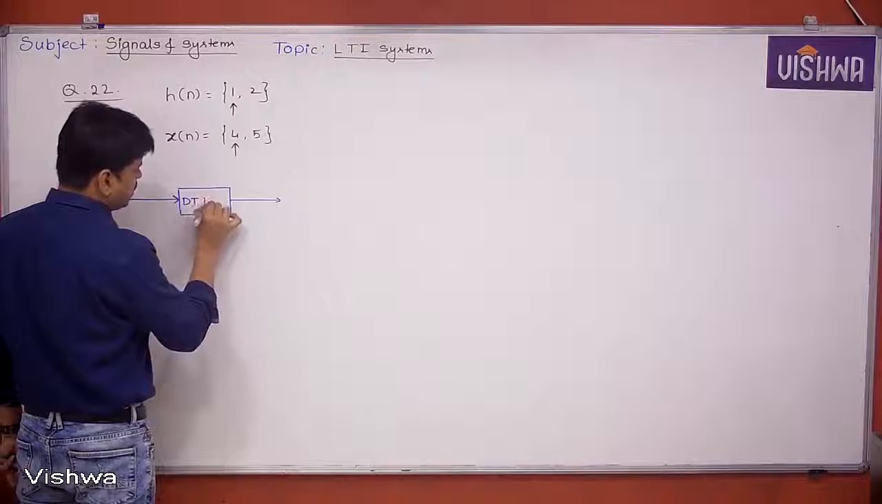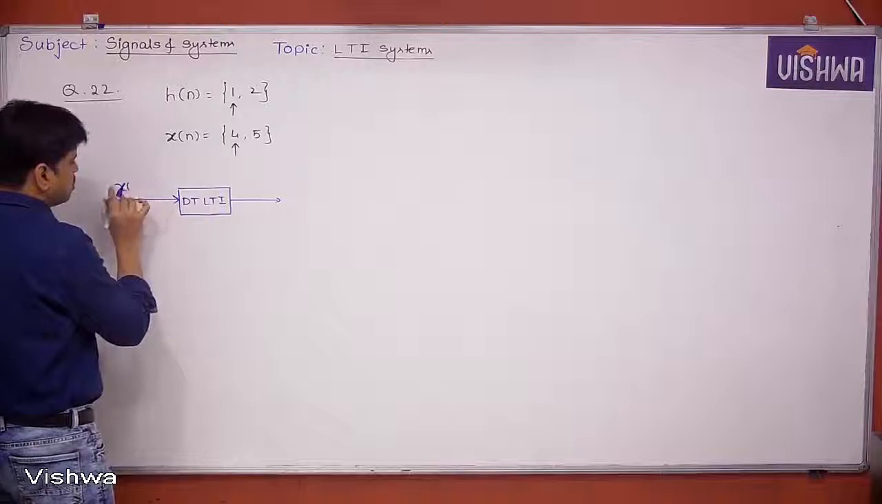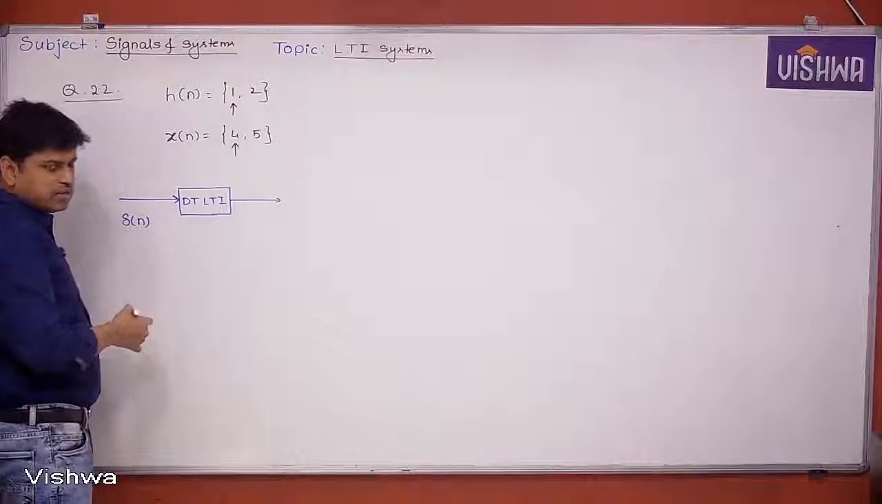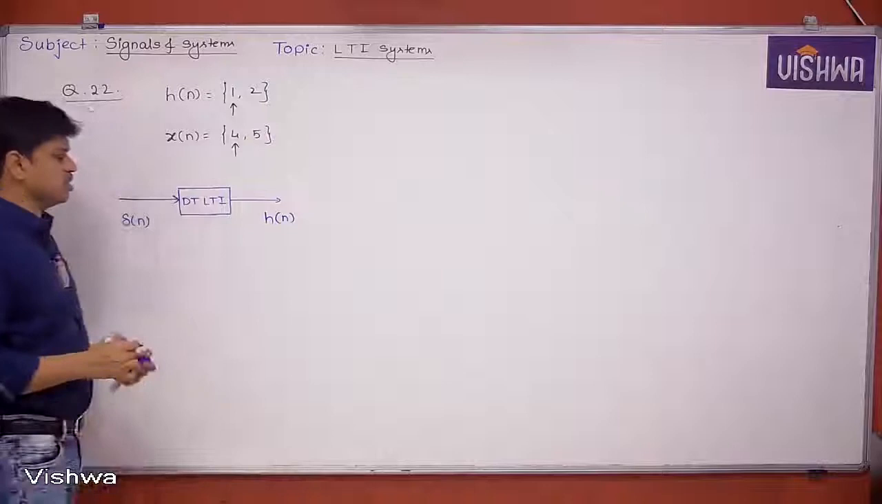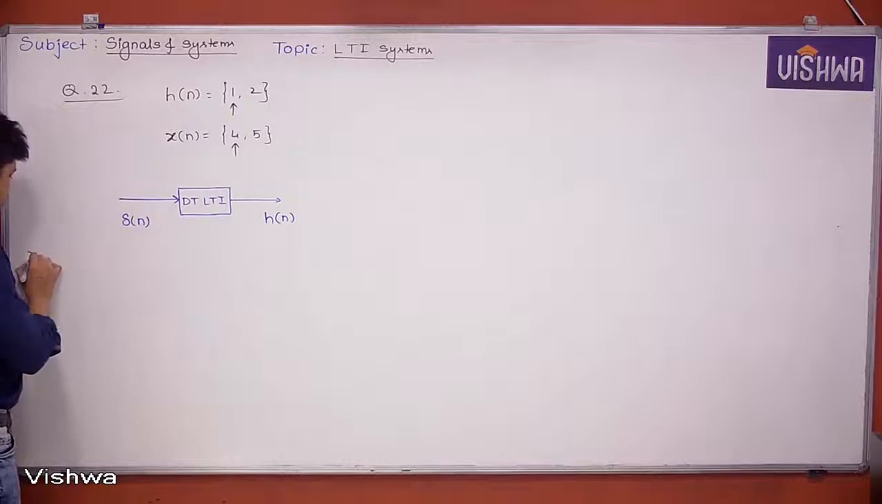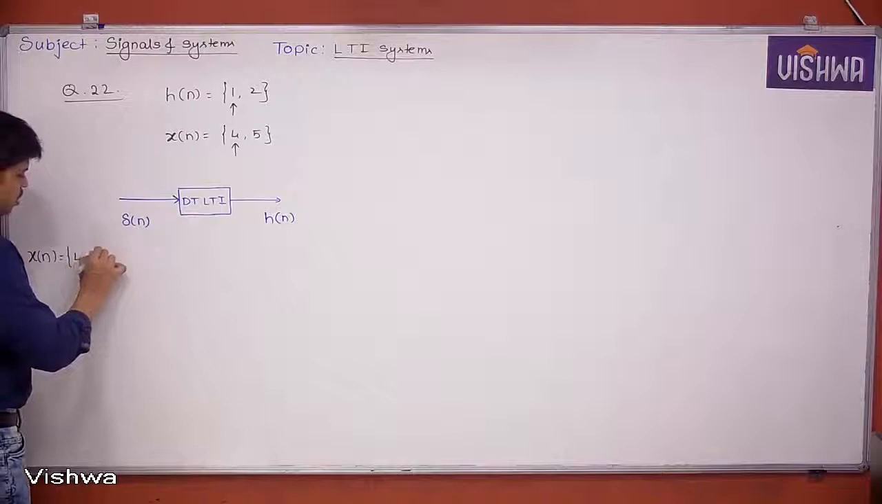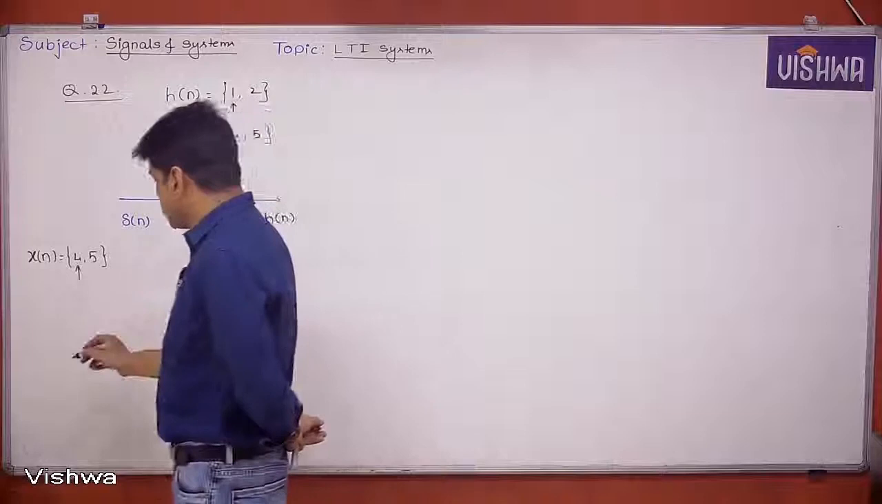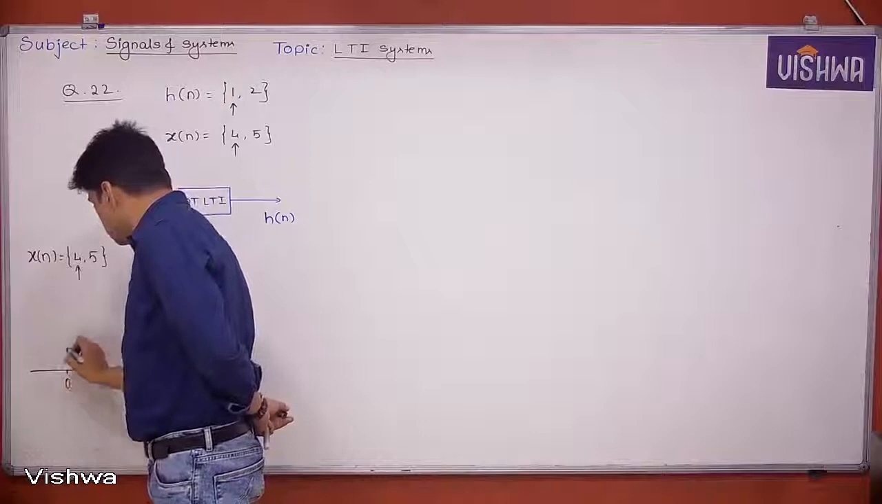If x of n is the input, y of n is the output. Now, what if delta of n is the input? For any discrete time LTI system, if delta of n is the input, h of n is the output. But in this case, they have given x of n as 4, 5. Then what is the output for this? That is what we have to find out. First, try to understand: x of n is 4, 5. That means at n equal to 0, its value is 4, and at n equal to 1, its value is 5.